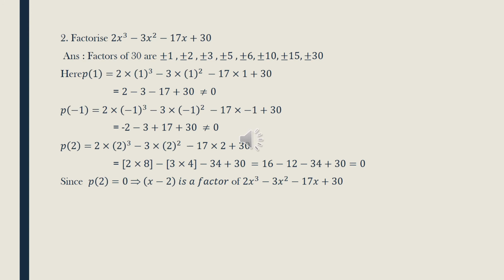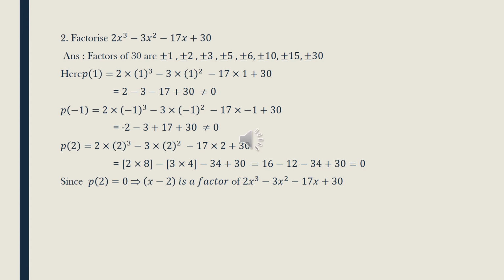Therefore, we can say x minus 1 is not a factor of our polynomial. Moving on to the next value, that is negative 1, we have p of negative 1 equal to 2 into negative 1 cube minus 3 into negative 1 square minus 17 into negative 1 plus 30, which is negative 2 minus 3 plus 17 plus 30, again not equal to 0.